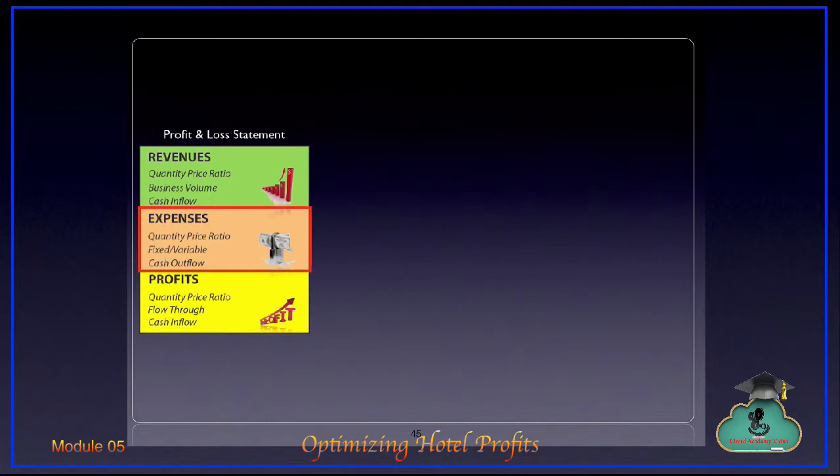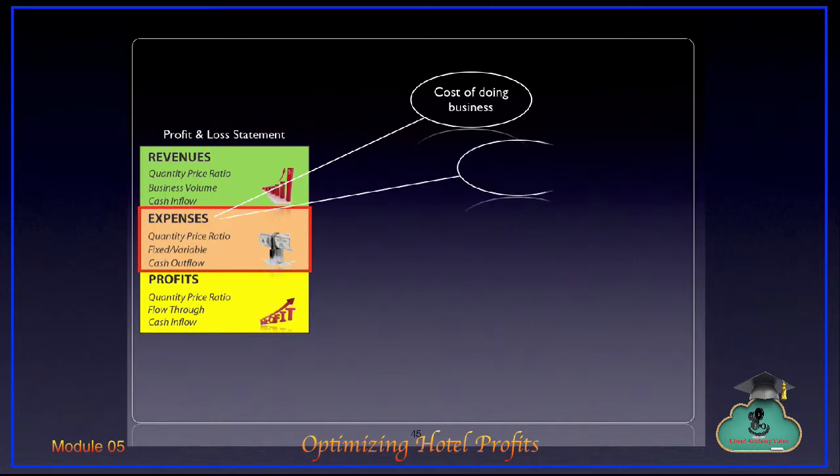The second section is the section on expenses. Expenses are literally the cost of doing business. Without incurring expenses, you cannot earn revenues. Expenses are also considered an index of effectiveness because however high revenues you earn, your profits will be dependent on how well you manage your expenses.